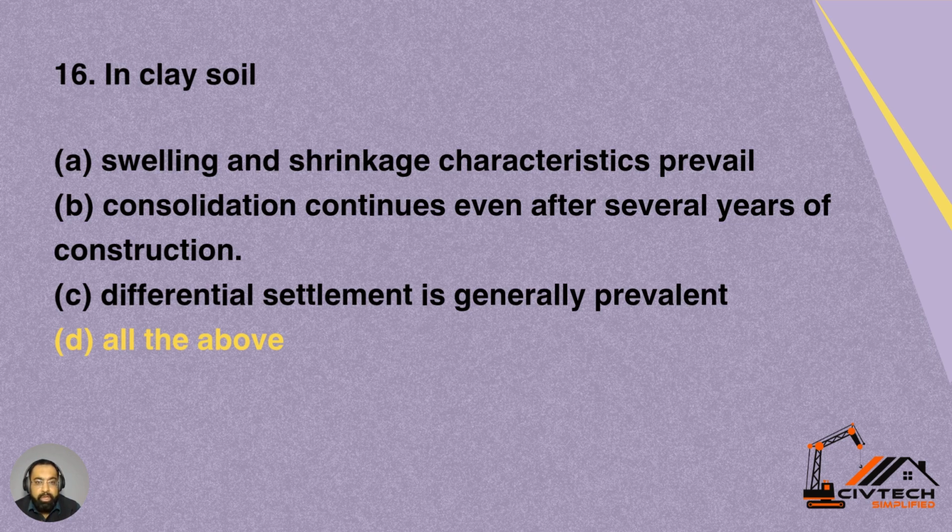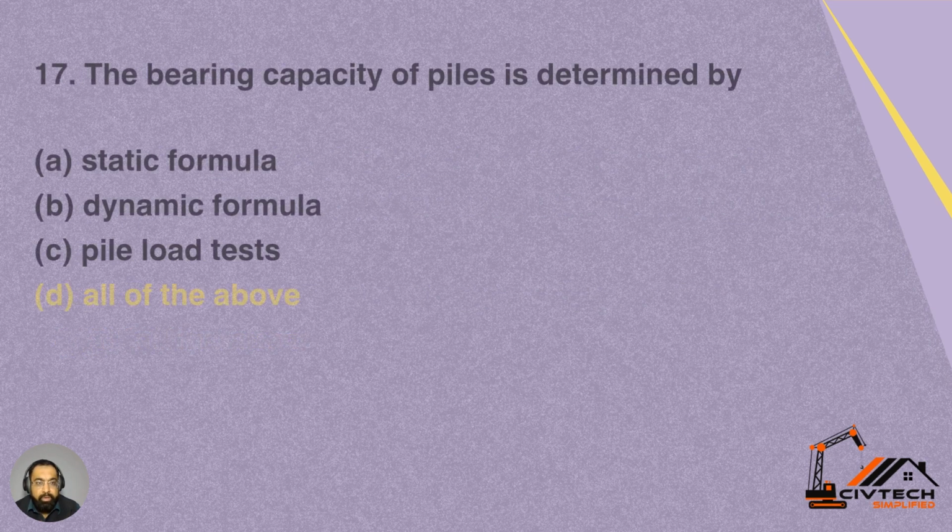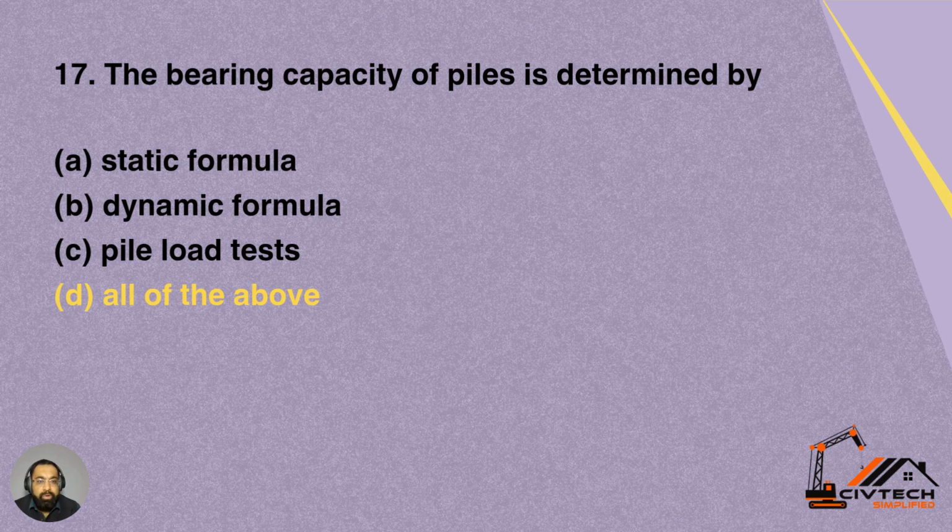Question 16. In clay soil: A, the swelling and shrinkage characteristics prevail; B, consolidation continues even after several years of construction; C, differential settlement is generally prevalent; D, all of the above. So all these options are correct. That's why people don't recommend clay soil. Swelling and shrinkage characteristics prevail, consolidation continues, and differential settlements occur anytime. So option D is correct.